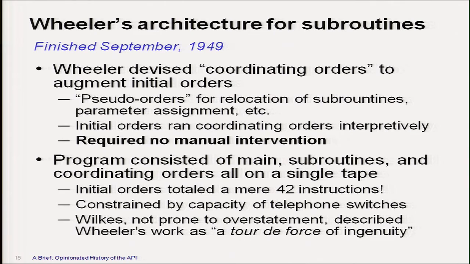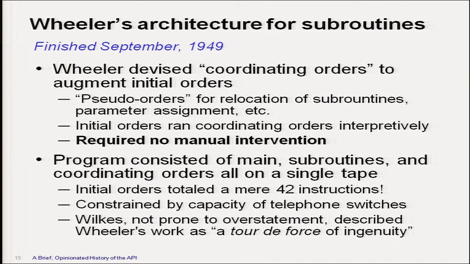And Wheeler's architecture, which he finished in September 1949, that's pretty darn quick, given that he started in June 1949. He devised what he called coordinating orders and added those to the initial orders. Basically, the idea is you would annotate your program with little marks, like pi's and thetas and stuff, which would tell these preparatory orders how to relocate the subroutines in memory. Also, he came up with a clever linking convention that I'll show you on the next slide. And the computer ran the coordinating orders interpretively with no manual intervention. That was a big deal.